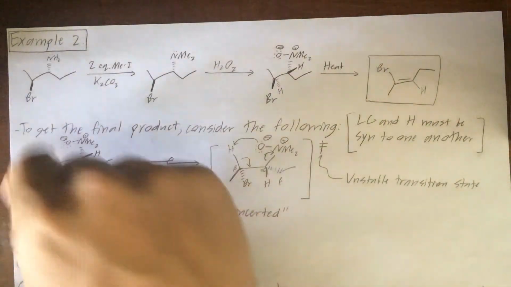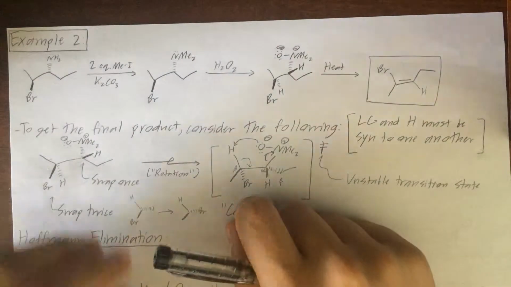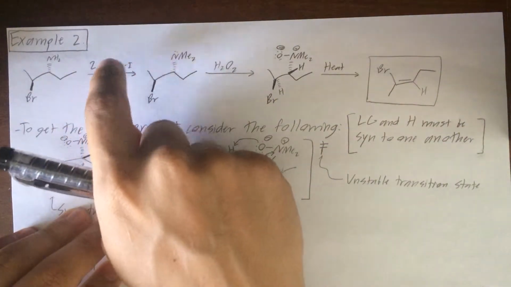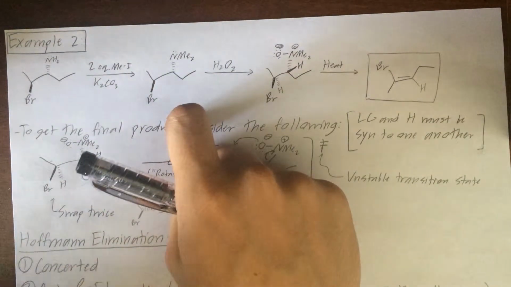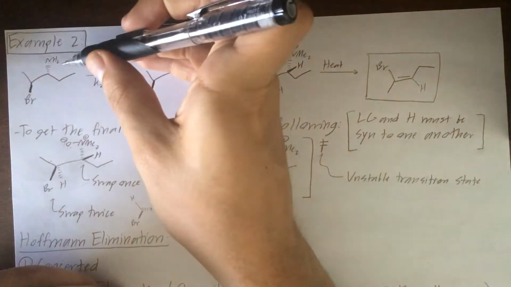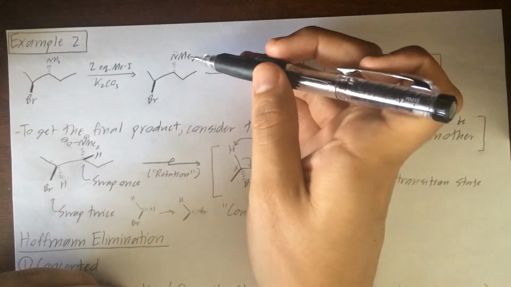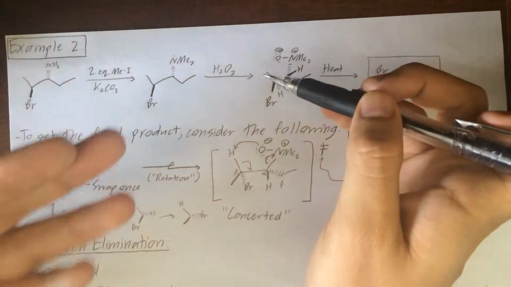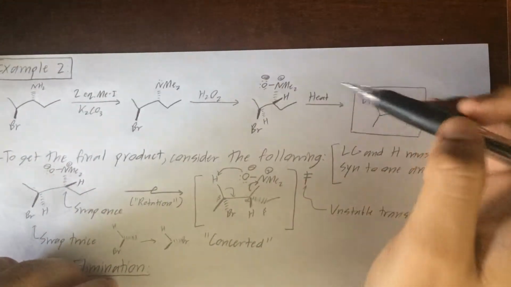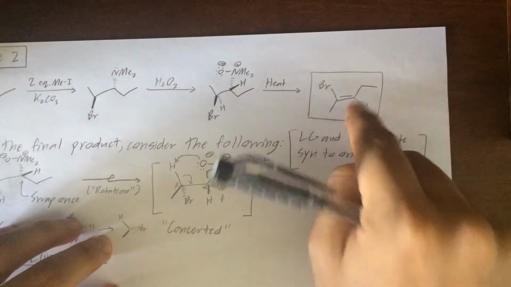We have a bromine group sticking out of the page, and we have our NH2 group sticking into the page. So when you add two equivalents of MeI as well as K2CO3, again, based on what we discussed in our first example, the H atoms are just going to be replaced with the Me groups. They're going to be replaced with two methyl groups. So we just have this. When you add H2O2, hydrogen peroxide, now nitrogen is going to have 4 bonds. So then once we have this, we add heat and we form our final product.